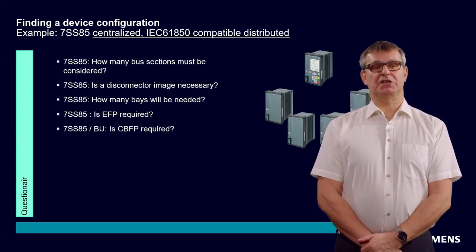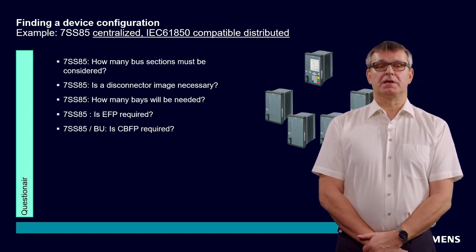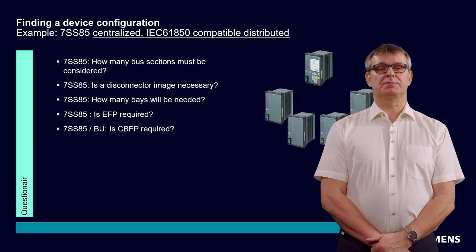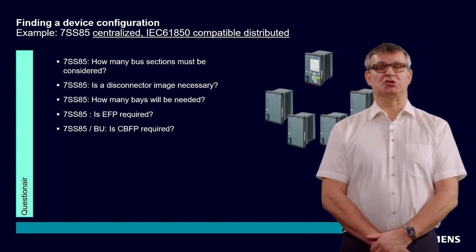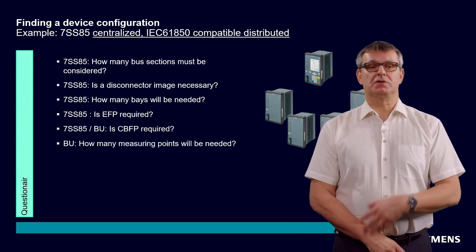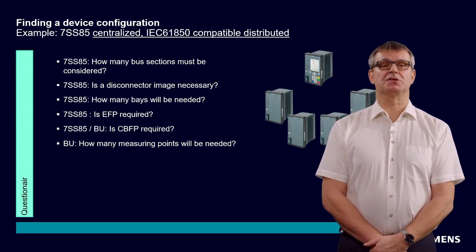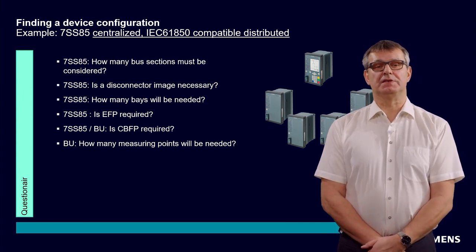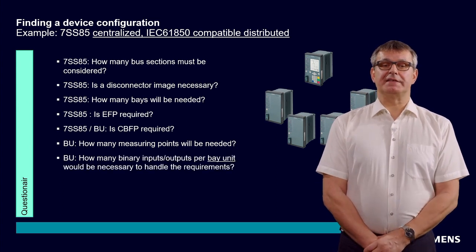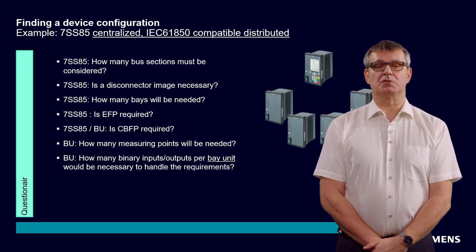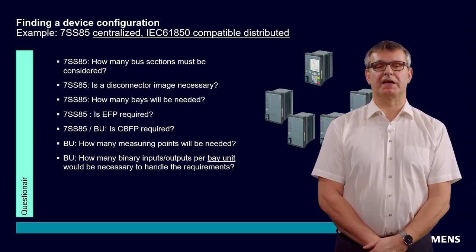The circuit breaker failure protection: do you need a circuit breaker failure protection? Here both approaches are possible. My recommendation is, whenever possible, to use the circuit breaker failure protection in the bay unit, in the merging unit, in this solution. And this will also be, despite the hybrid solution, of course, how many measuring points are necessary. This question has to be answered for the bay unit. And how many binary inputs and binary outputs? This, of course, as it is a distributed approach, must also be answered for the bay units.